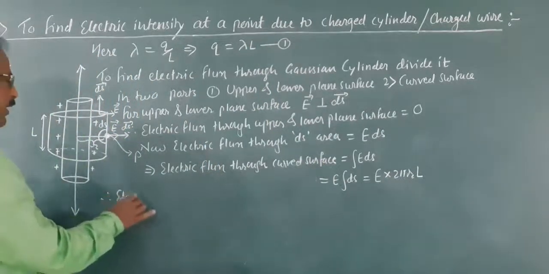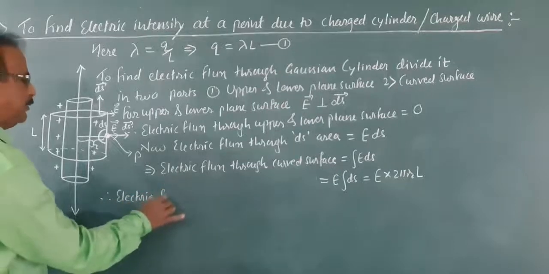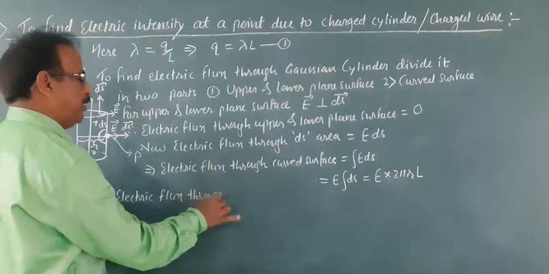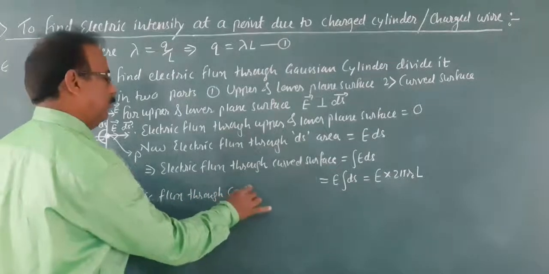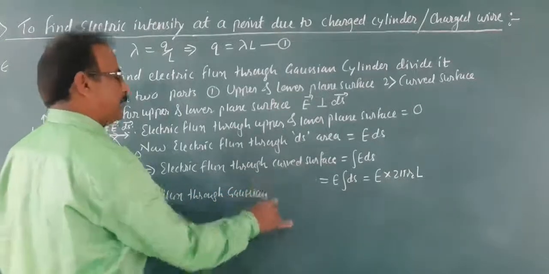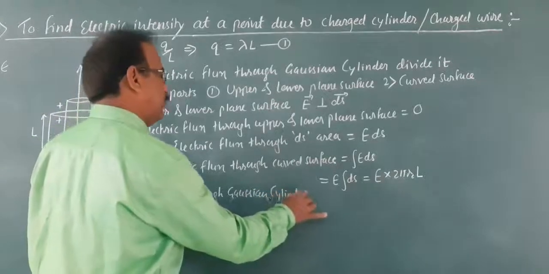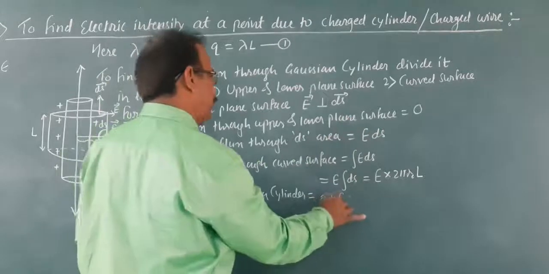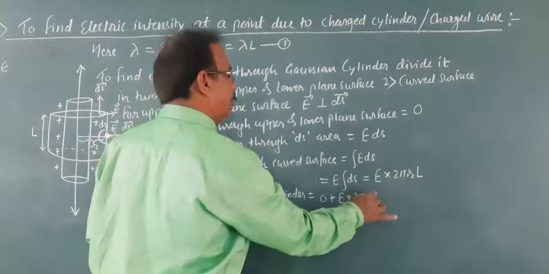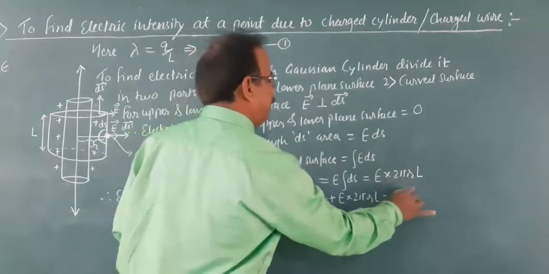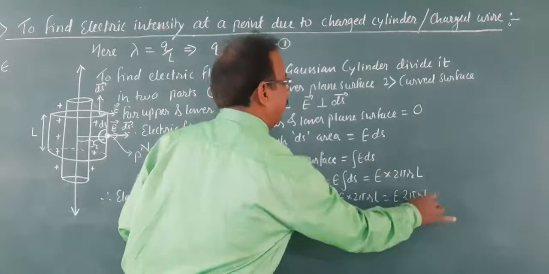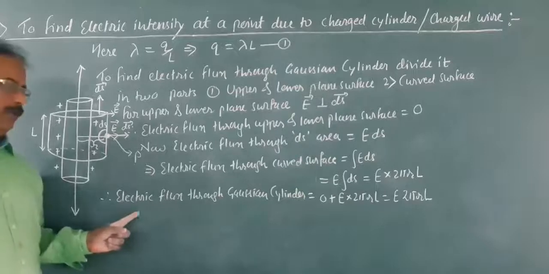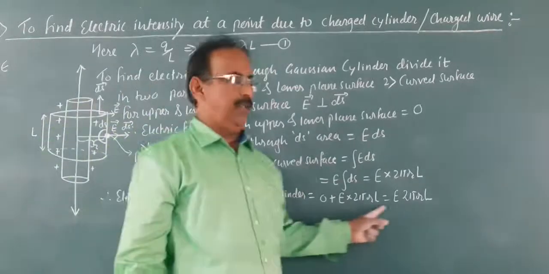From this we can write the electric flux through the Gaussian cylinder. It is the addition of these two: 0 plus E into 2 pi r L, which means E into 2 pi r L. This is the electric flux through the Gaussian cylinder.